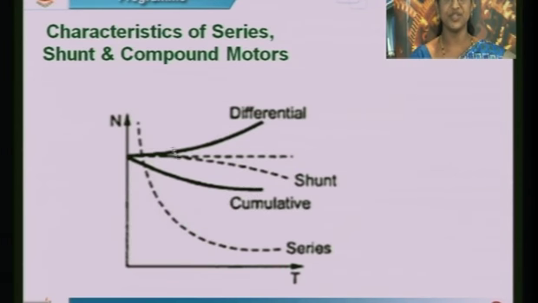In case of differential, the flux produced in the series field winding and shunt field winding are both in the opposite direction. So, this is the way you are going to get the characteristics of speed versus torque in case of differential compound motors.